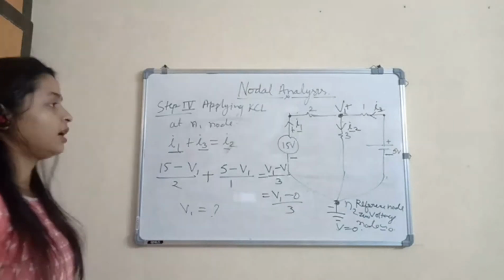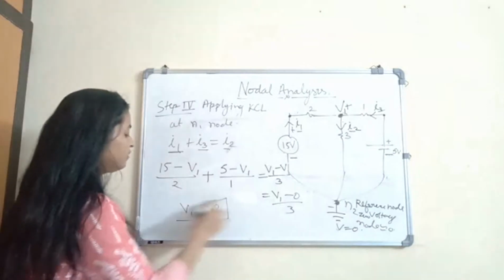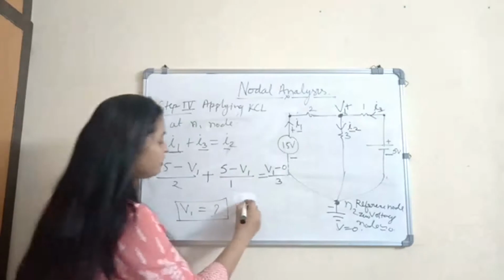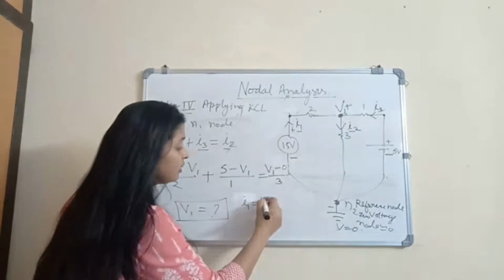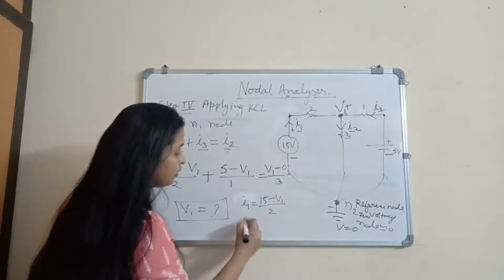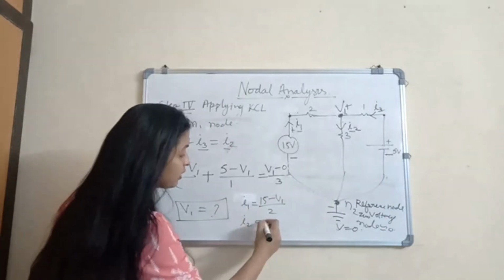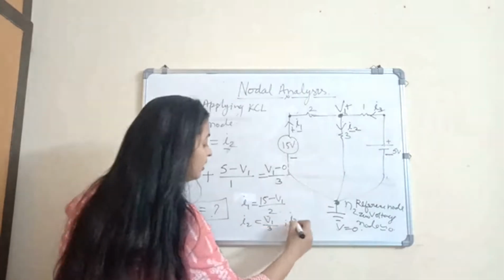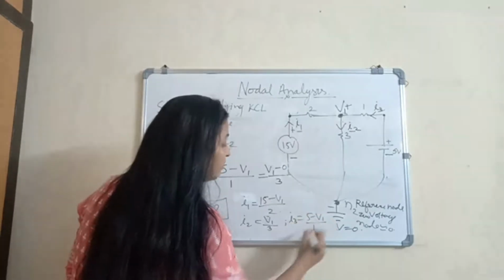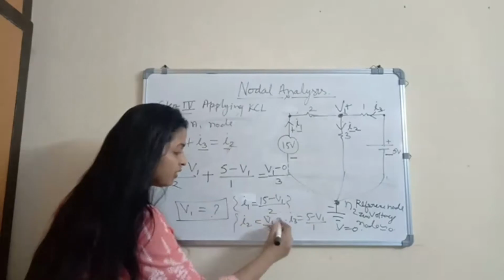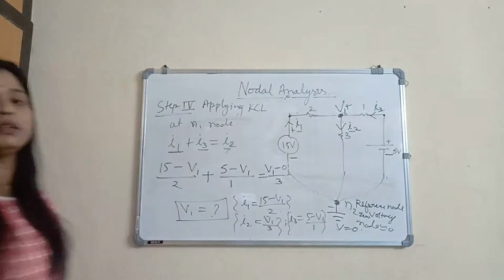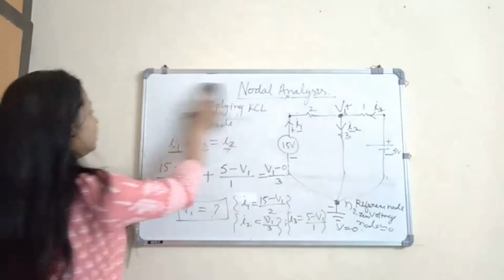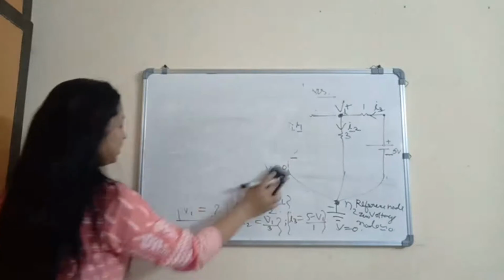This task I must give to you. Once you get this V1, measure the values of I1. How much is I1? You can see that it is 5 minus V1 divided by 2, calculated. I2 is V1 upon 3, and I3 is 5 minus V1 divided by 1. So measure all these current values, and this is the way we can apply the nodal analysis method. I must give one numerical for this nodal analysis method.